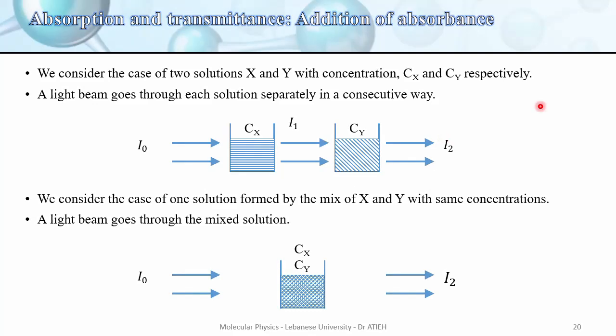Now, let's prepare one solution that contains the same substances X and Y with the same concentrations Cx and Cy. The same incident intensity must give the same final transmitted intensity of light as in the previous case, because they are the same molecules, so the same absorption must take place. So the same intensity of transmitted light must be observed or detected.